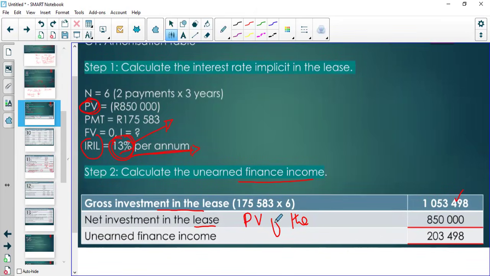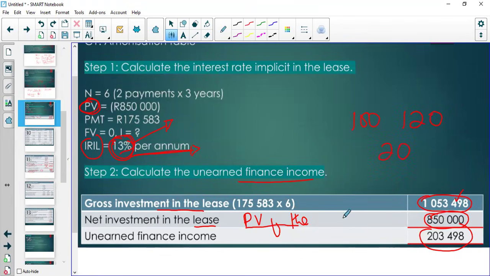Right. So that's going to be the net investment in the lease. What this means is we are investing 850 so that in the future we will get a total of 1053,498. And then the difference is going to be interest. So it's like you give your friend 100 rand, then your friend gives back 120. So the 20 is going to be interest.